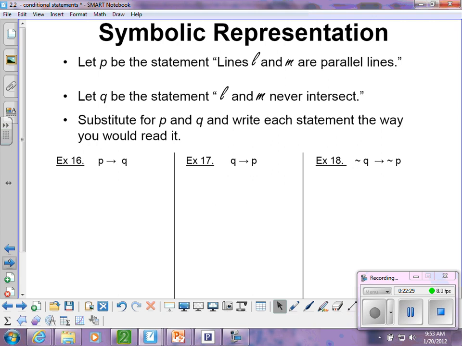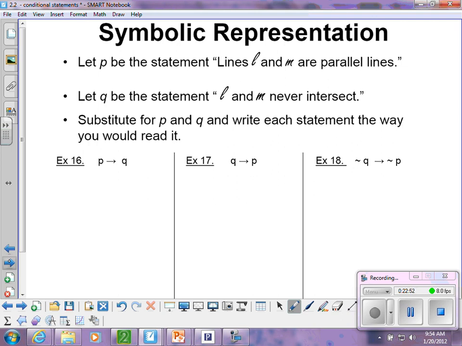The converse, because they switched them, right? And then the last one, contrapositive. So you got to know what the symbols mean, okay? All right, so the first one, let P be the statement, lines L and M are parallel lines. Let Q be the statement, L and M never intersect. Substitute for P and Q and write each statement the way you would read it.